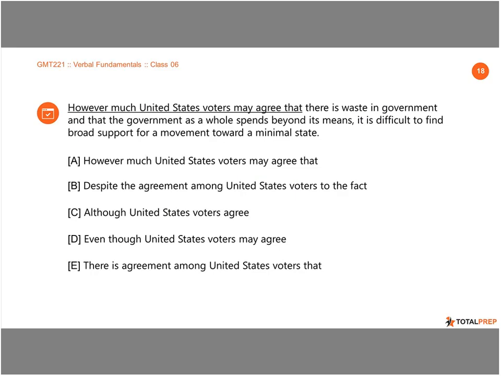So let's take a look at the sentence. However much United States voters may agree that there is waste in government and that the government as a whole spends beyond its means, it is difficult to find broad support for a movement toward a minimum state.